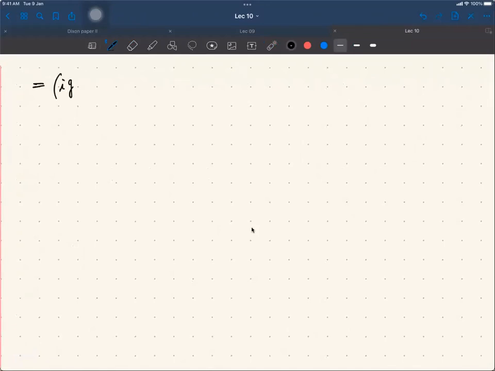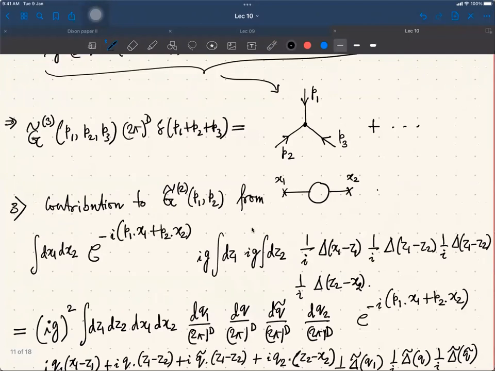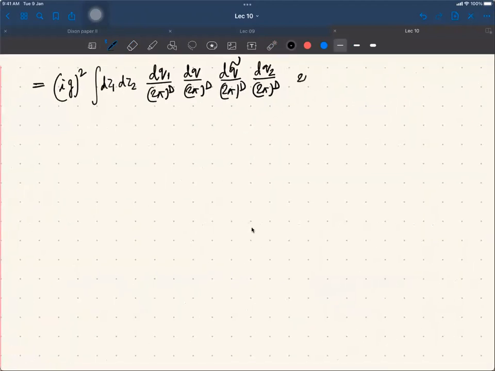So this is ig whole square, integral dz1 dz2, dq1 over 2 pi to the power d, dq over 2 pi to the power d, dq tilde over 2 pi to the power d, dq2 over 2 pi to the power d. Then the x1 and x2 integrals will give you the delta functions p1 minus q1 and p2 plus q2. So that will be 2 pi to the power d delta p1 minus q1, then 2 pi to the power d delta p2 plus q2.